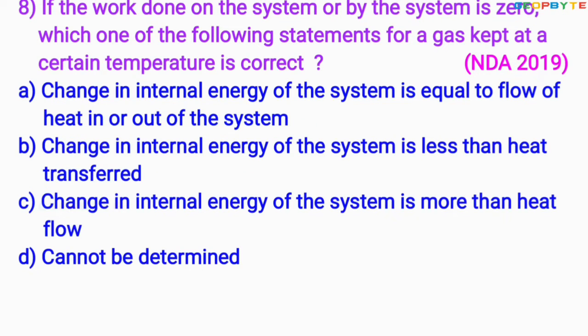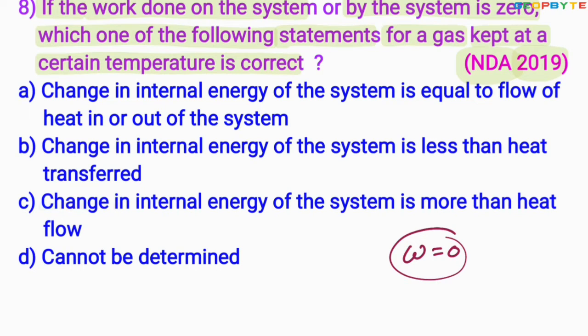Look at the 8th one. Asked in 2019 for NDA exam. If the work done on the system or by the system is zero, which one of the following statements for a gas kept at a certain temperature is correct? You are asked to decide the statement for work transfer equal to zero.